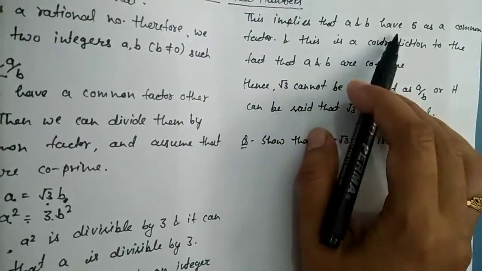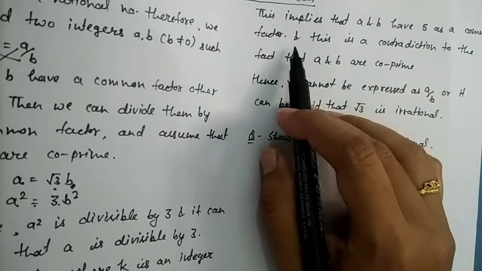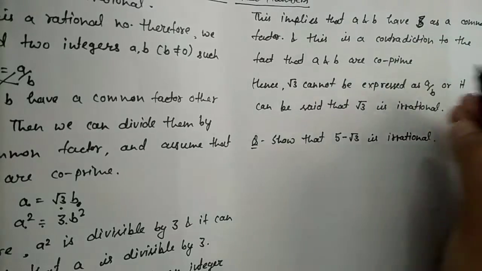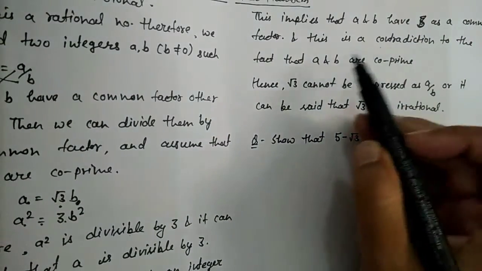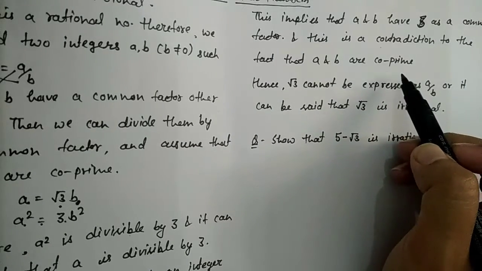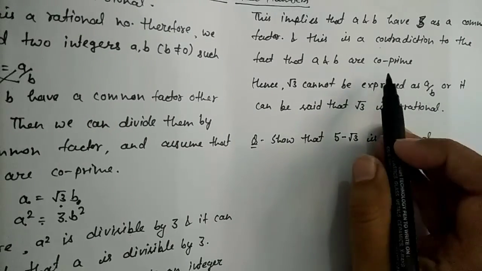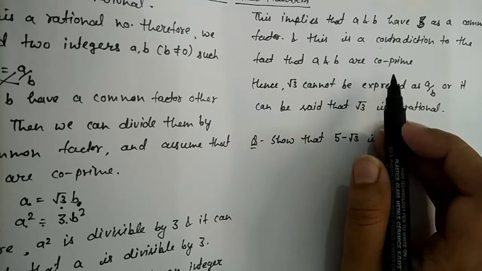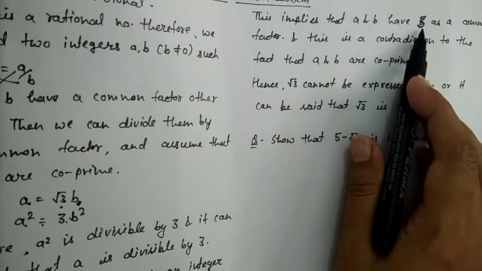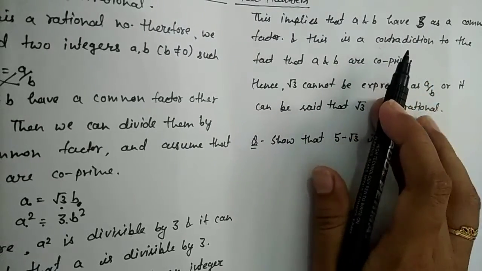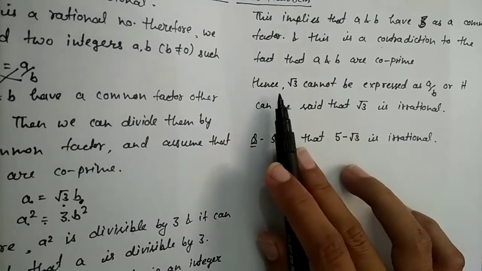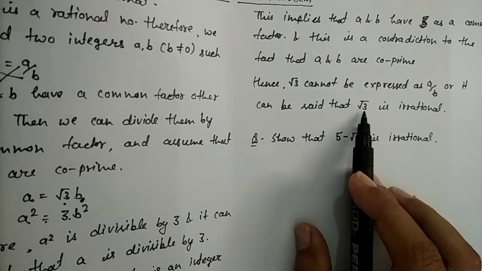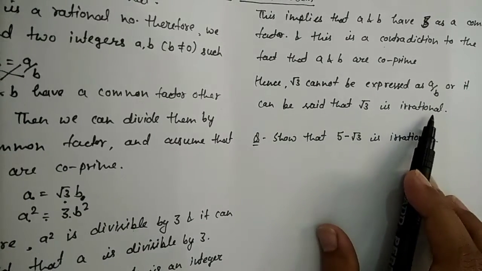This implies that a and b have 3 as a common factor. Sorry, 5 nahi, this is 3. 3 as a common factor, and this is a contradiction to the fact that a and b are coprime, right? What are coprime? We know now, those which have only 1 as their common factor. But here is another factor 3. So our assumption is wrong, right? So root 3 cannot be expressed as a upon b, or it can be said that root 3 is irrational. Okay?